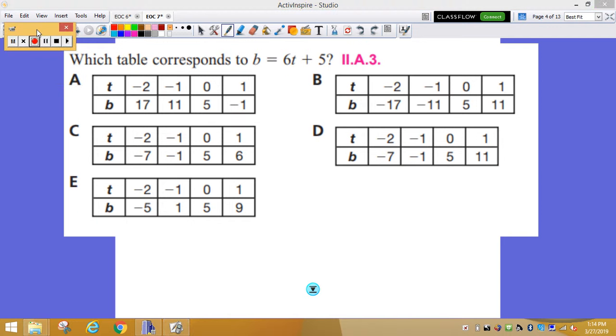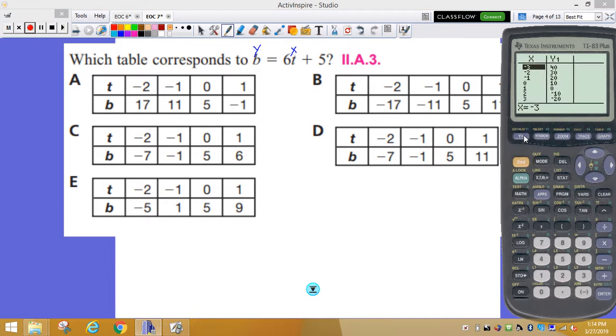Okay, let's do this one. Ooh, look at this. What if they use different letters? Who cares? It doesn't matter. This would be your y, and this would be your x. So we're going to do the exact same thing. We're going to go to y equals. We're going to type it in. 6x plus 5. We're going to hit second graph.